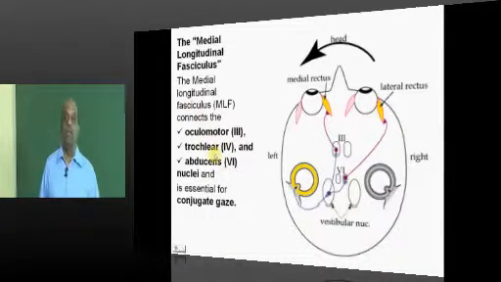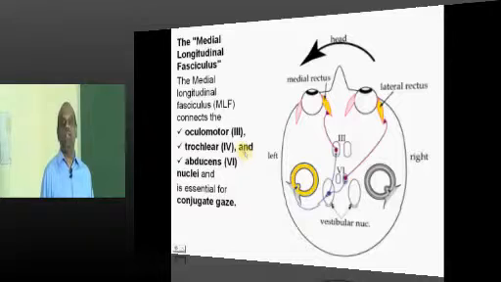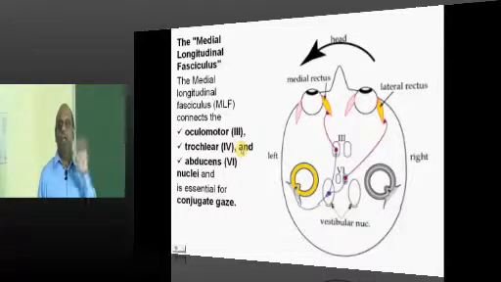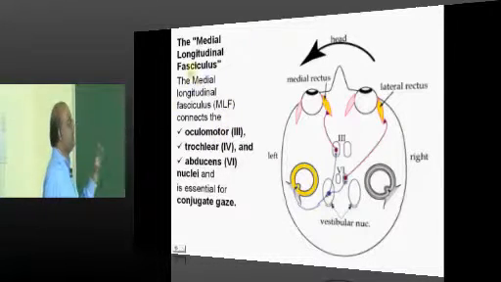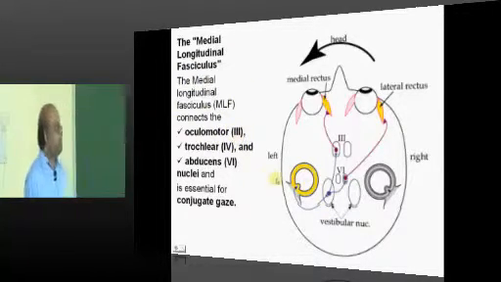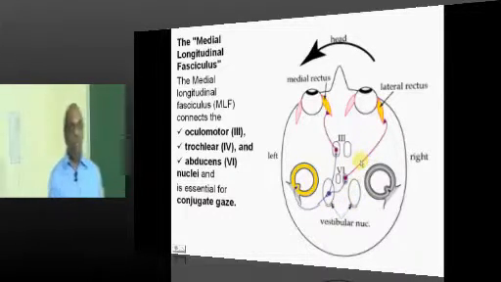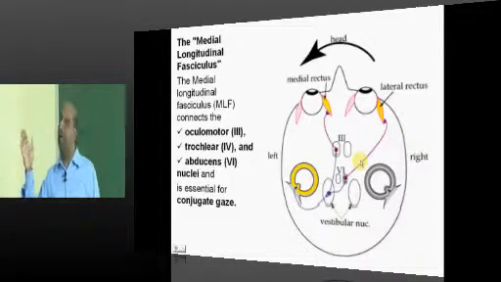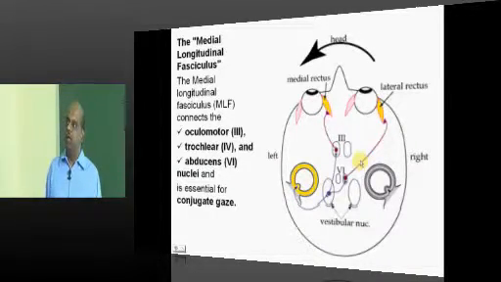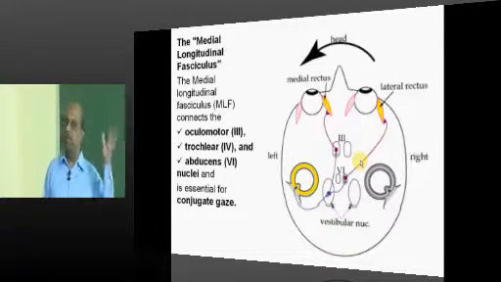Now, in this context we are going to talk about a very important structure which will decide our conjugate movement, called MLF, medial longitudinal fasciculus. What is this structure, Doctor? MLF? Whenever you are asked to look towards your right, the right eye is expected to undergo abduction, and at the same time the left eye is expected to undergo adduction.